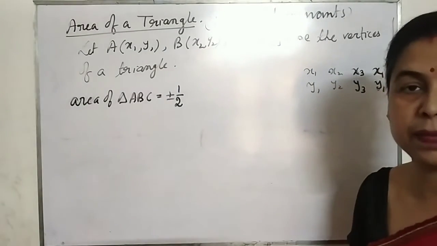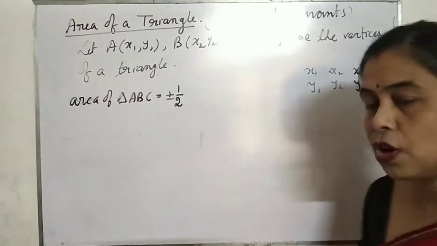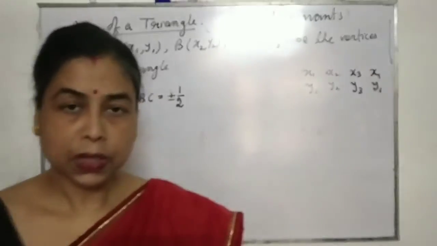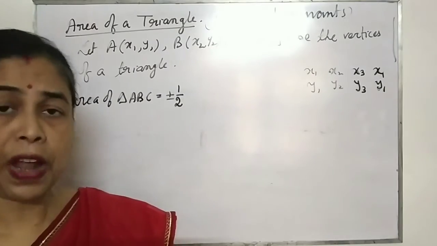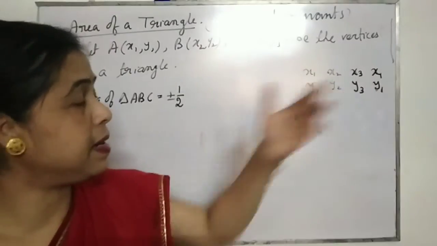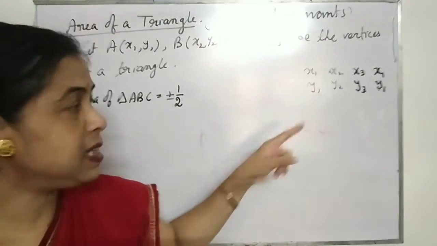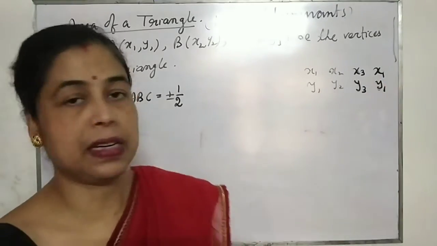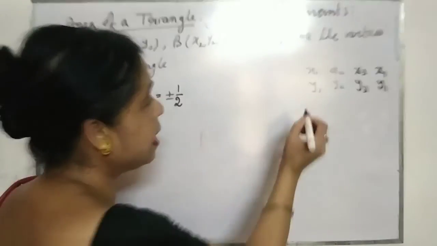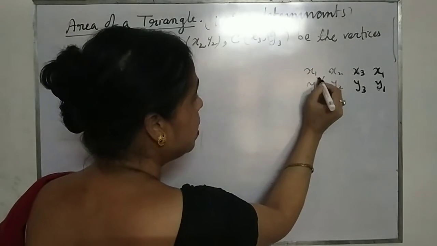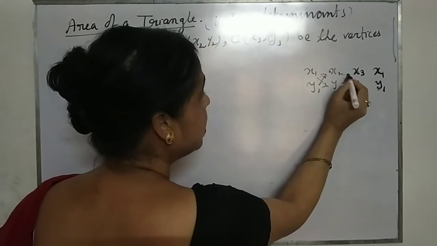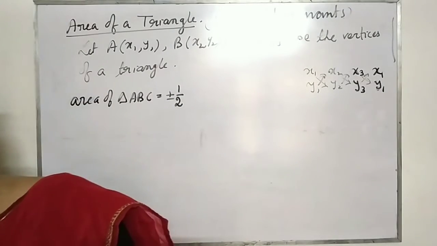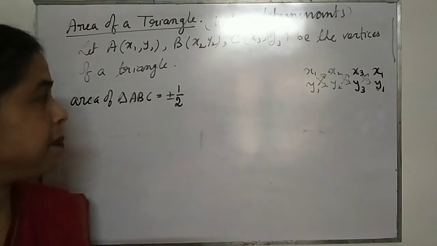I have considered this. And you have learned in class 11 how to get the area of a triangle using coordinate geometry. Without remembering the formula, I write the coordinates of the first vertex, second vertex, third vertex, and again the first at the end. Then by cross multiplication, this into this, plus, then minus, we can get the area of the triangle. Hope you remember the procedure.